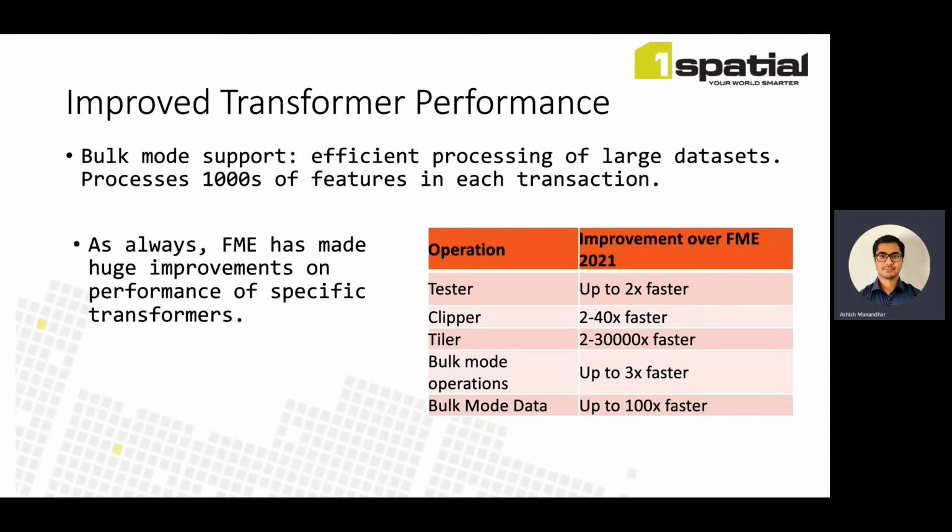For example, the Tester transformer is the most commonly used transformer in FME, and in FME 2022, it has been upgraded to be up to 2 times faster. The Clipper transformer has also got a lot of upgrades, and it's now at least 2 times faster and up to 40 times faster. And not only has it become faster, it has got a lot of new options as compared to the previous version, FME 2021. Similarly, Tiler bulk data operations are also improved in this new FME 2022.